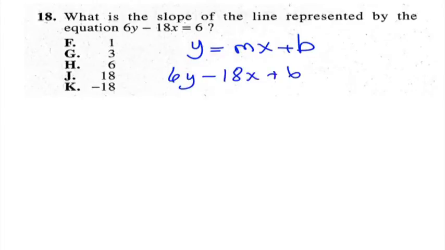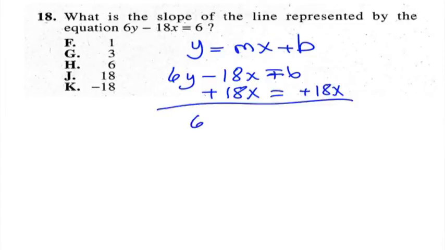On this problem, we have: what is the slope of the line represented by this equation? Well, the first thing we have to do is remember that our expression should be y = mx + b. All right, that means we rearrange this equation, 6y - 18x = 6, so that it looks just like this one. And that first step is going to be to add 18x to both sides.